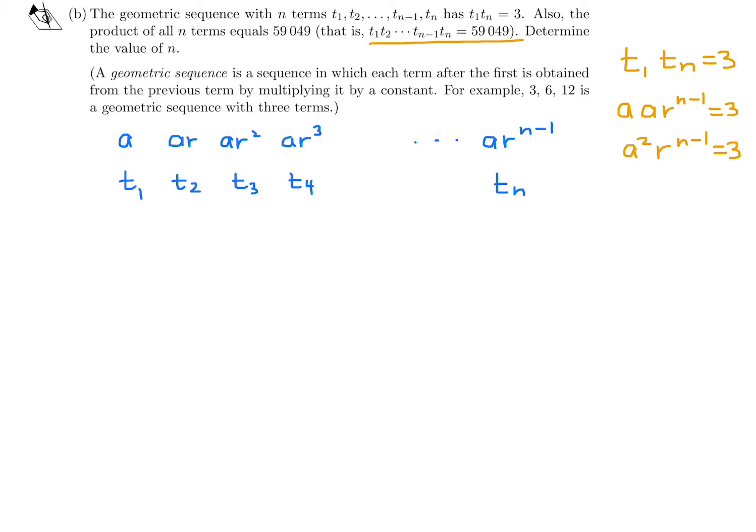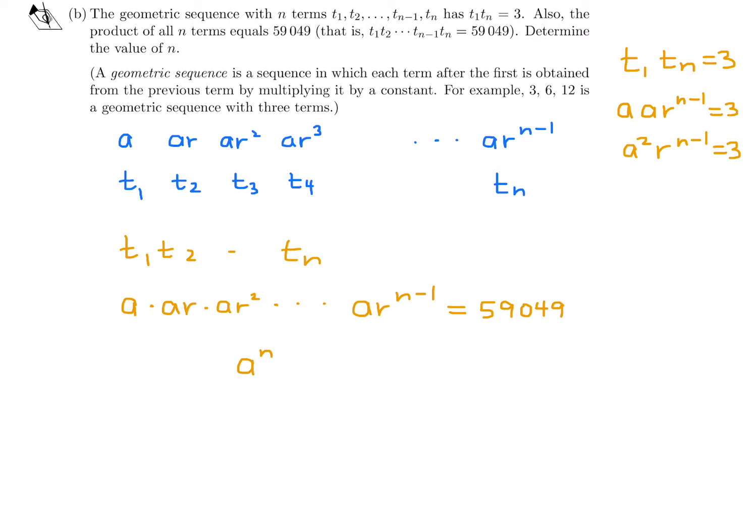Now, let's look at this one, that when you multiply them all together, it equals 59,049. So t1 times t2 until you multiply it by tn. Substituting our a's, we get a, ar, ar squared, and so on, all the way until you get to ar to the n minus 1, and that is 59049. Okay, so how many a's do we have? Well, there's going to be n a's. So it becomes a to the power of n.